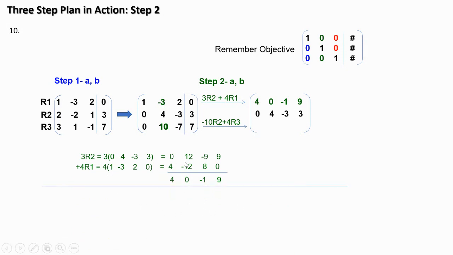Now, the second part, we're going to do the -10 row 2 plus 4 row 3. There's my -10 row 2. I multiply -10 times the whole row 2, and that's my result. Then I'm going to multiply 4 times row 3, and there's my result. So we execute the operation here, which is to add them, and we get 0, 0, 2, negative 2.